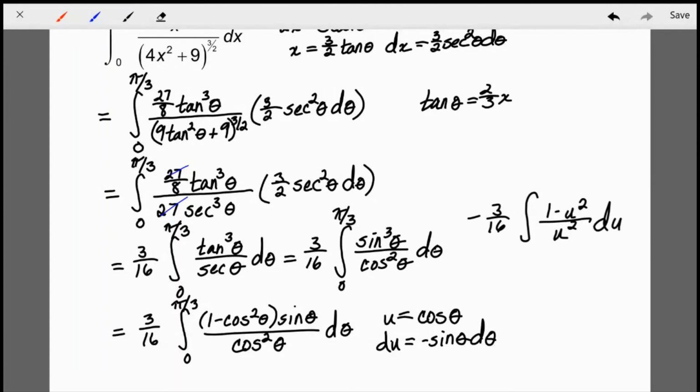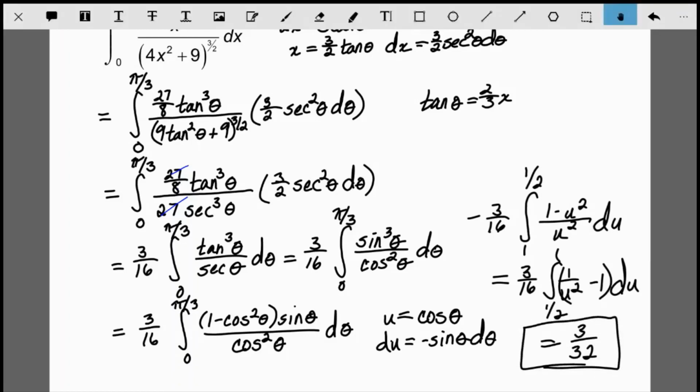And now I want to convert my limits of integration to u values. Cosine of 0 is 1. Cosine of pi over 3 is 1/2. Okay, so now I've got a really simple integral that I can solve. You could rewrite this as 3/16 times the integral from 1/2 to 1 of 1 over u squared minus 1 times du. And then obviously we just use the power rule, do some substitution with the numbers in, and we're going to end up with 3 over 32.